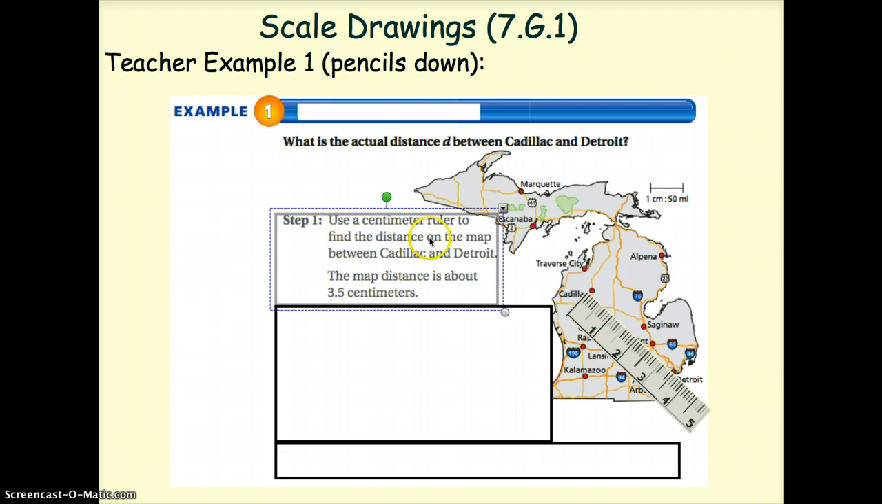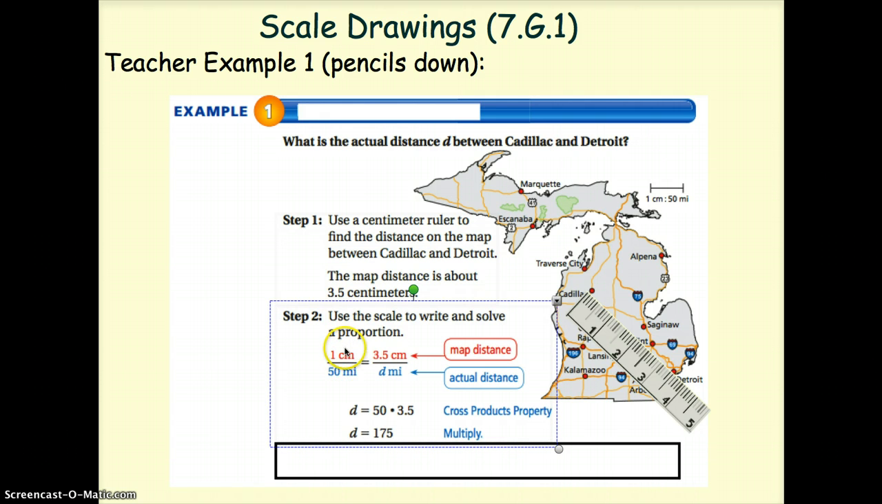So I measure first, use a centimeter ruler to find the distance on the map between Cadillac and Detroit. The map distance is about 3.5 centimeters. Okay, now the next part is to set up my fractions to compare them. Notice right here, this is very important, they've given us a key. Notice also, remember the drawing goes over the actual. So here we have 1 centimeter for the drawing is 50 miles in reality. So that means these two cities are not 3.5 centimeters away in reality, they're just 3.5 centimeters away on the map. So we're going to set up two fractions and make a ratio.